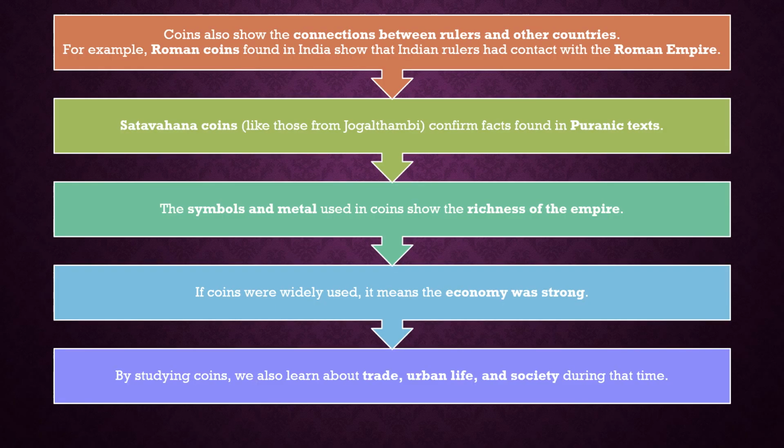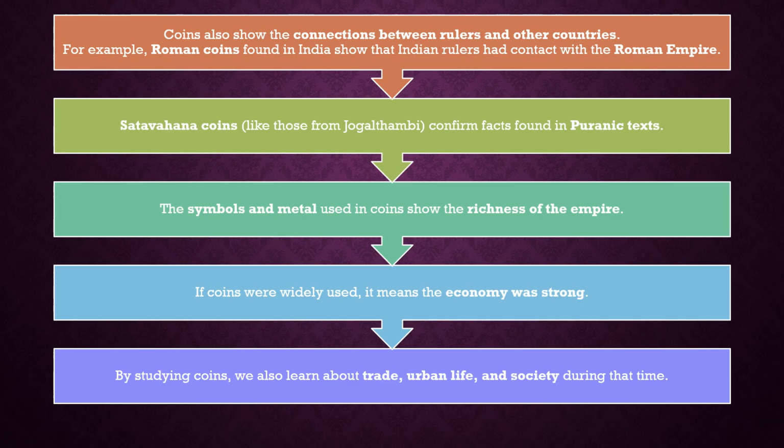Coins also show the connections between rulers and other countries. Here, an example is given about the Roman coins which are found in India. They show the Indian rulers had contact with the Roman Empire. Second thing, Satavahana coins match Puranic details, proving that both Satavahana coins and Puranic details are true historical sources.